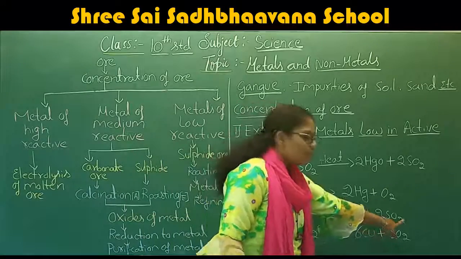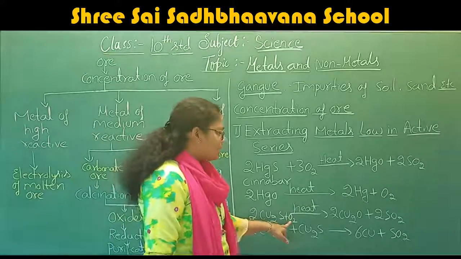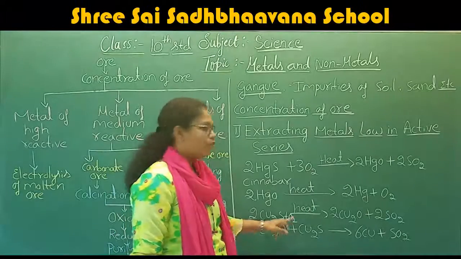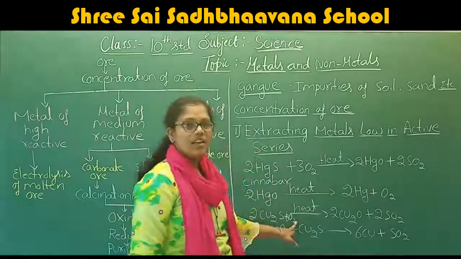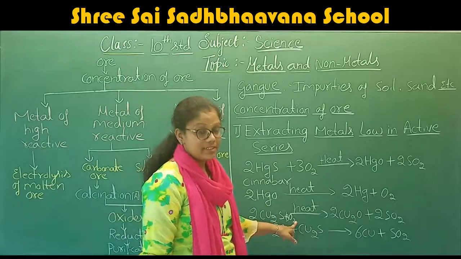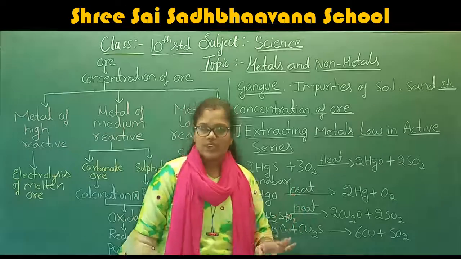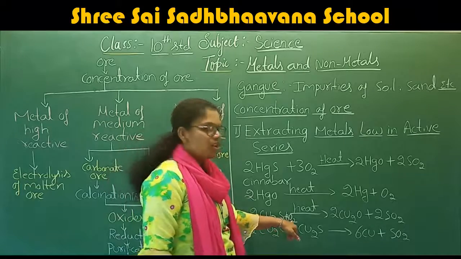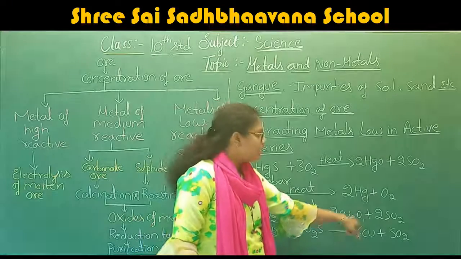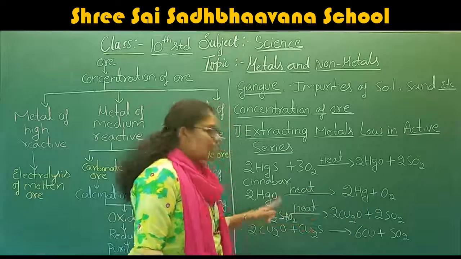2 twos are 4, therefore 4 plus 2 is 6. In the reactant side, only 2 is there, so what are you going to write here? 3. 3 twos are 6. Now it is balanced. At your level, you want to balance all the chemical equations. Now when copper sulfide reacts with oxygen, it forms copper oxide and sulfur dioxide gas, and all the elements are balanced.